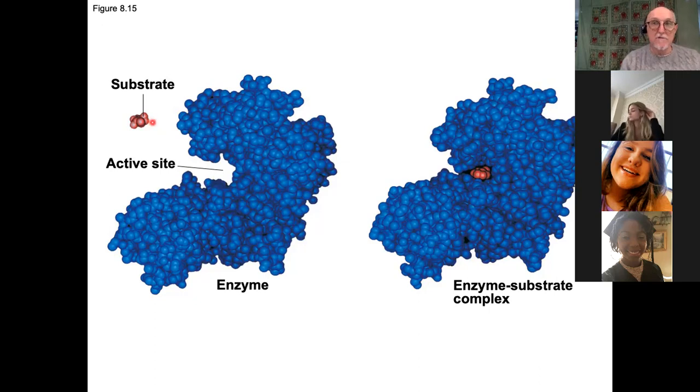And in order to do so, the active site binds the substrate. They are very, very specific for their substrates. Once they're bound, they form what is called an enzyme substrate complex. And very often when that happens, the shape of the enzyme will actually change.